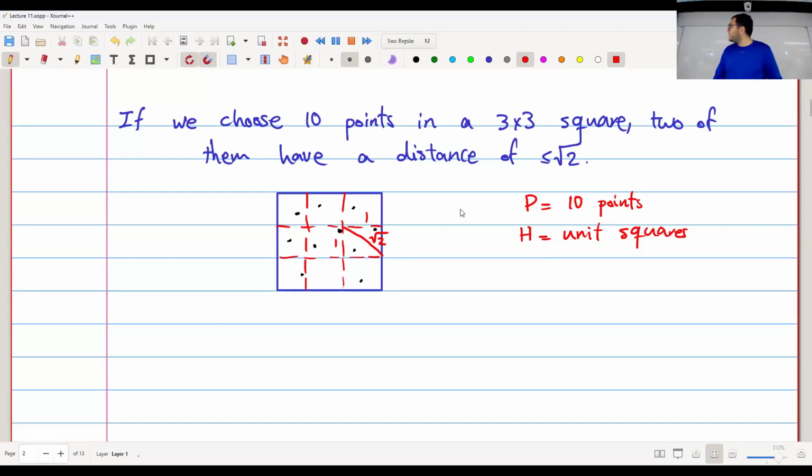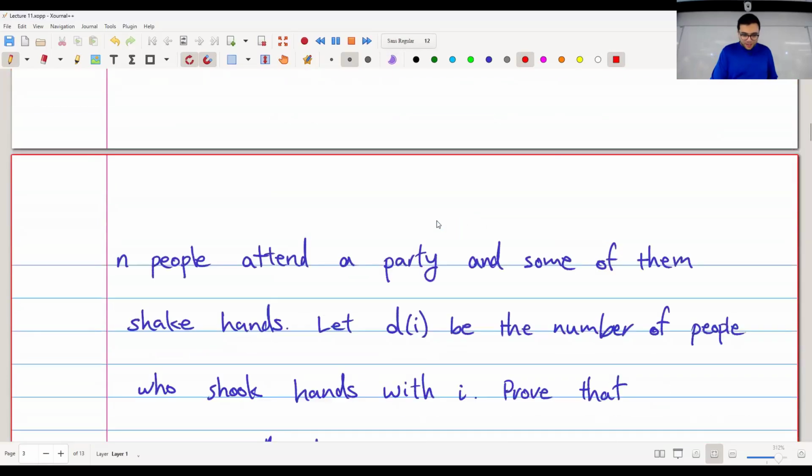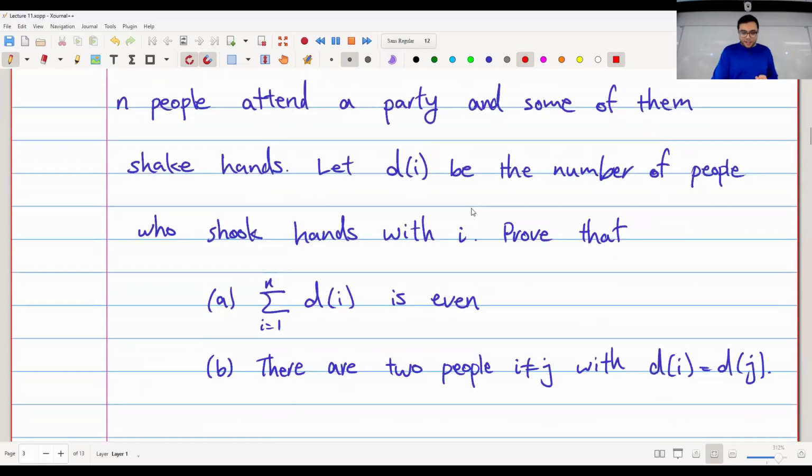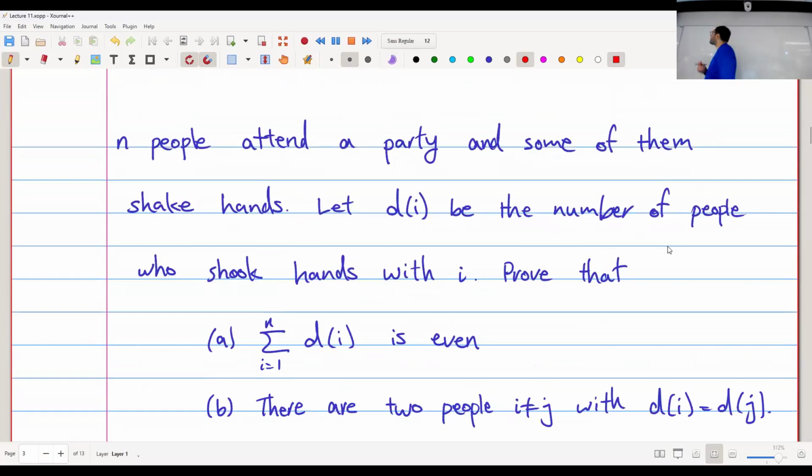Now, I explained this one in a lot of detail. I will not use this much detail for the next problems. Okay, look at this problem. We have a number of people, let's say n people, and they attend a party. And let's say that in this party, some of them shake hands. And let D_i be the number of people who have shaken hands with person i. Well, it's a mutual thing. So the number of people that person i has shaken hands with.